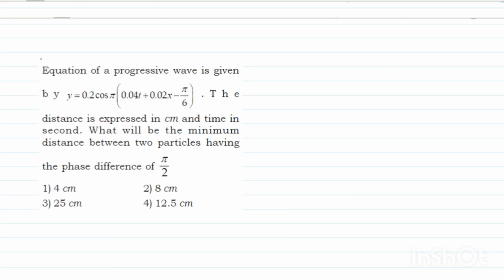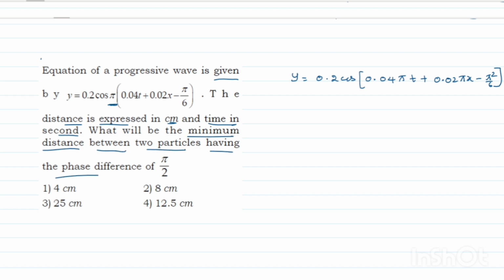The equation of the progressive wave is given as y equal to 0.2 cos, and the pi value you just take inside, this is nothing but 0.04 pi into t plus 0.02 pi x minus pi square by 6. This equation is given. The distance is expressed in centimeter and time is given in seconds. What will be the minimum distance between the two particles having the phase difference of pi by 2?